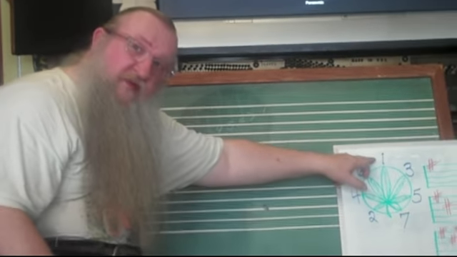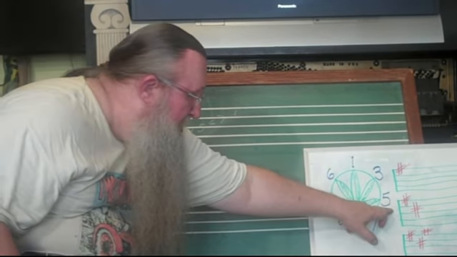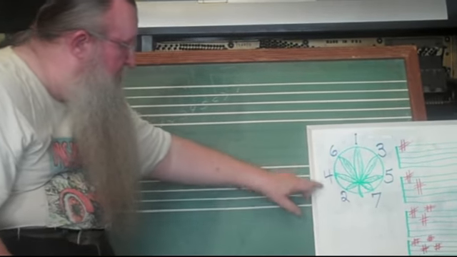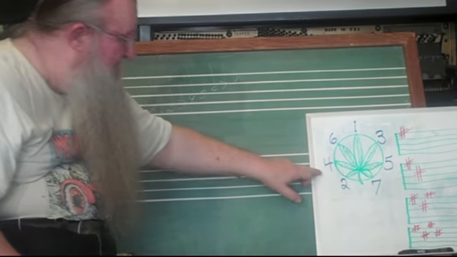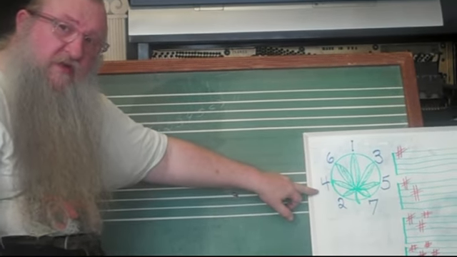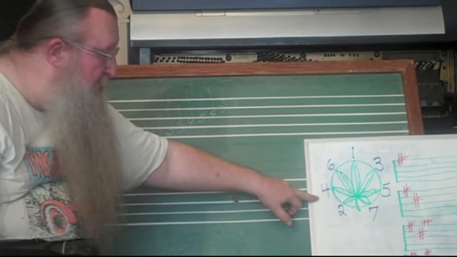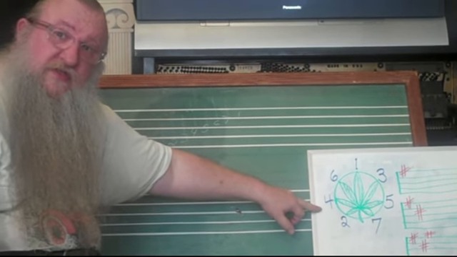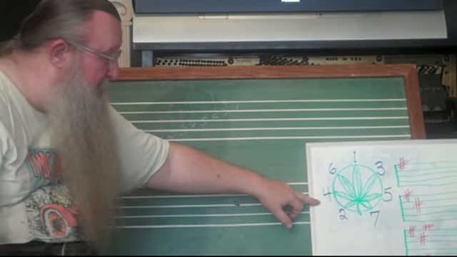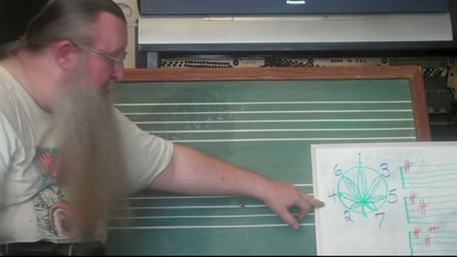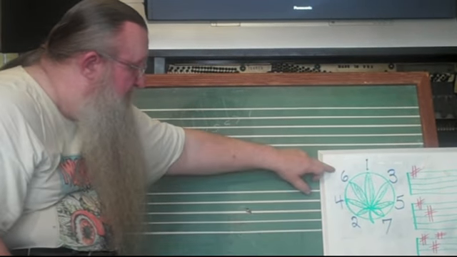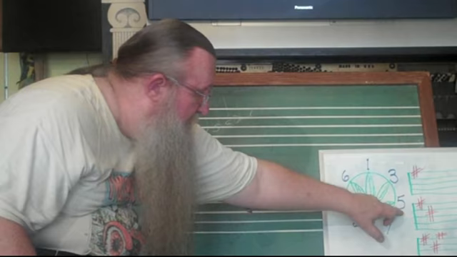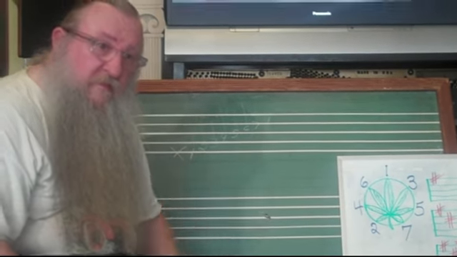And if we skip every one of these, 1, 5, 2, 6, 3, 7, 4, we now have the circle of fifths, which we will show you later in harmonies how this is used to create chord progressions in music. Usually it goes backwards. 4, 7, 3, 6, 2, 5, and 1.